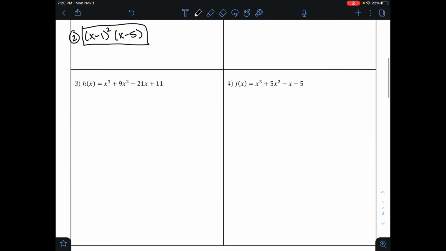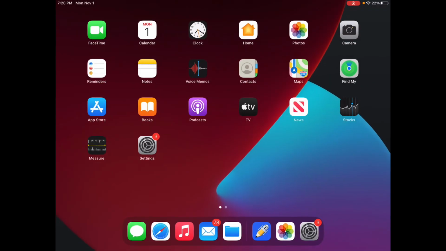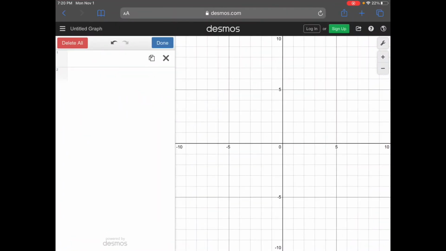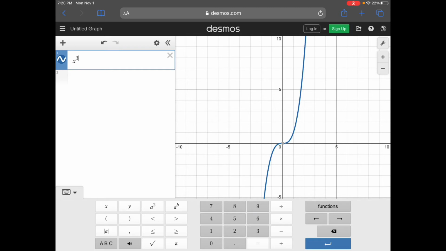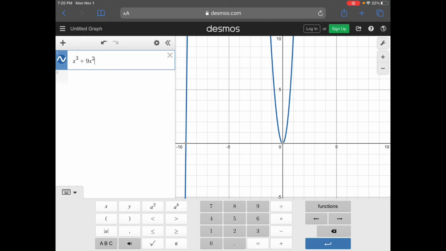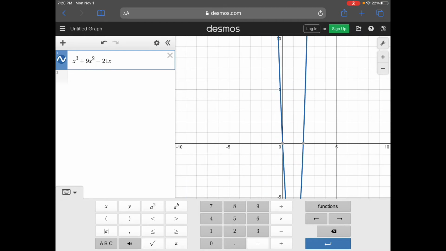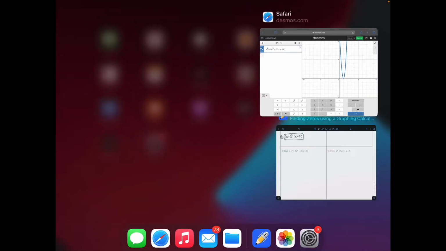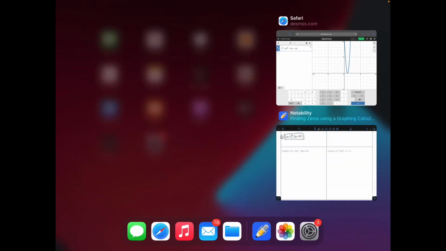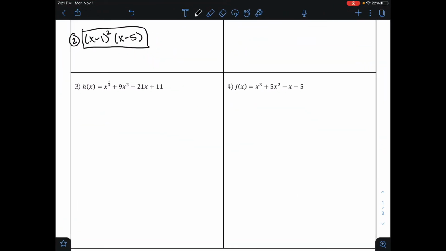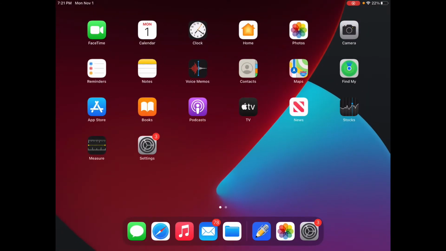Let's look at example 3. I'm going to go ahead and plug this one into Desmos. So I'm going to have x cubed plus 9x squared minus 21x plus 11. And here I know that I am going to have 3 answers, because my highest exponent is 3. And right now I can only see 1.